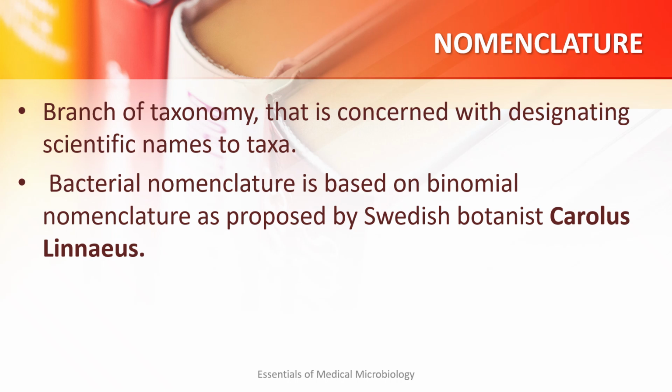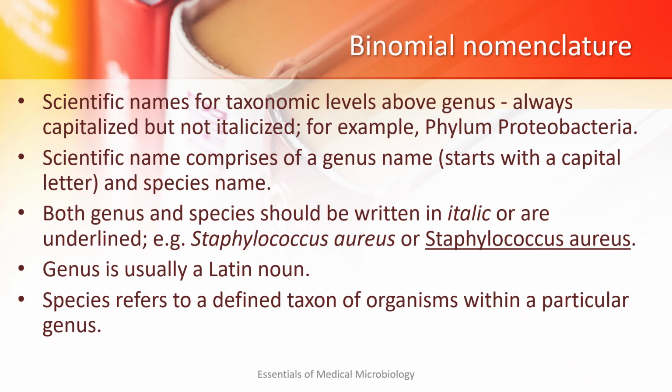taxonomy that is concerned with designating scientific names for that particular taxa. The bacterial nomenclature is based on binomial nomenclature. Bi means two, based on two names, as proposed by the Swedish botanist Carolus Linnaeus. Binomial nomenclature, what do you mean by this? Scientific names for taxonomic levels above genus are always capitalized but not italicized.